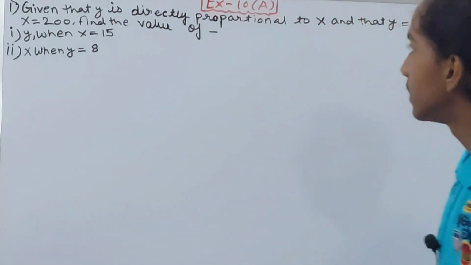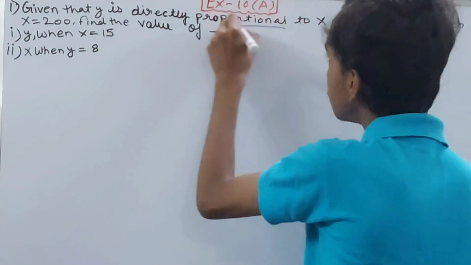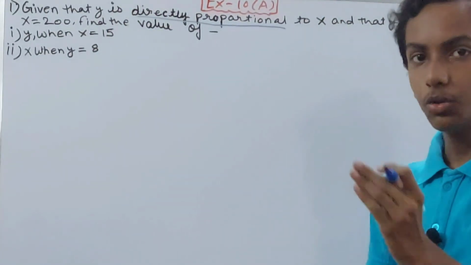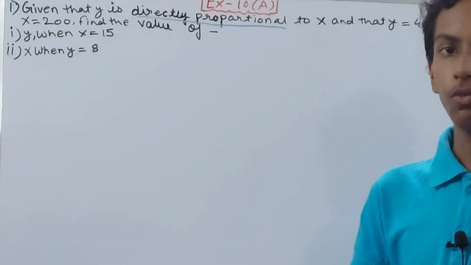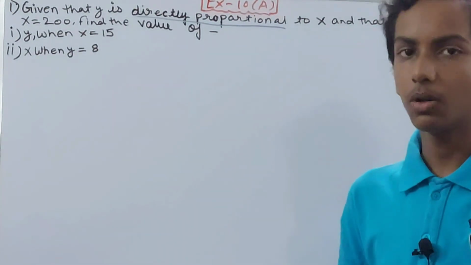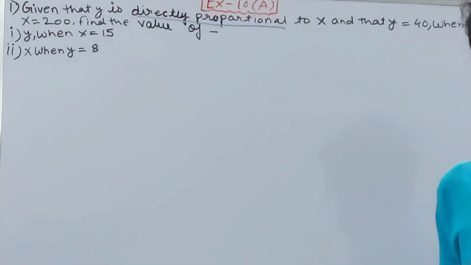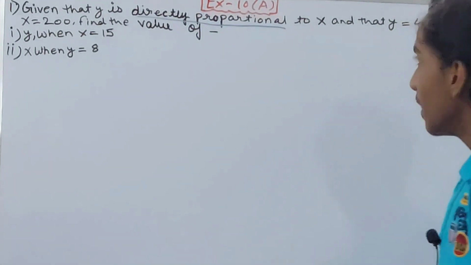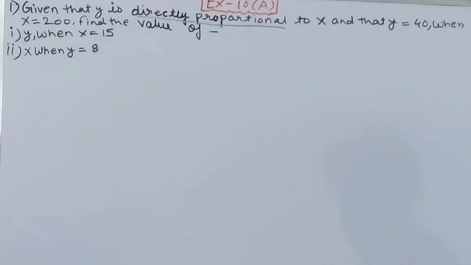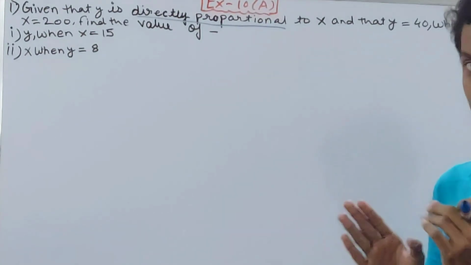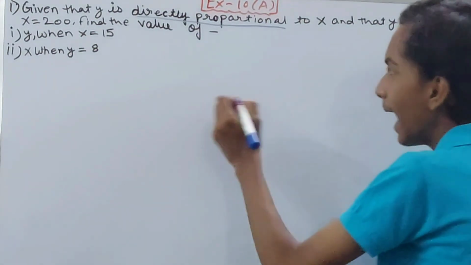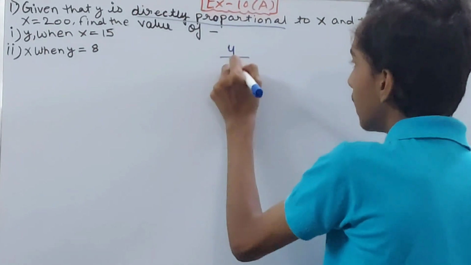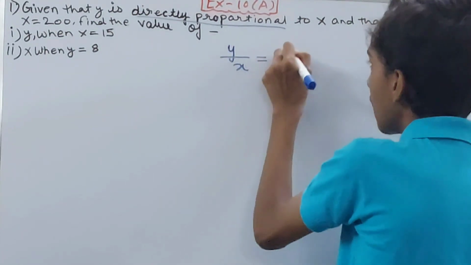Now whenever you see the words directly proportional, what does that mean? y is directly proportional to x. This means that if the value of y increases, then the value of x will also increase. Directly proportional means a question of direct variation. So whenever this type of question comes where you have x, y, remember one thing: if it is of direct variation, then y upon x is equal to k.